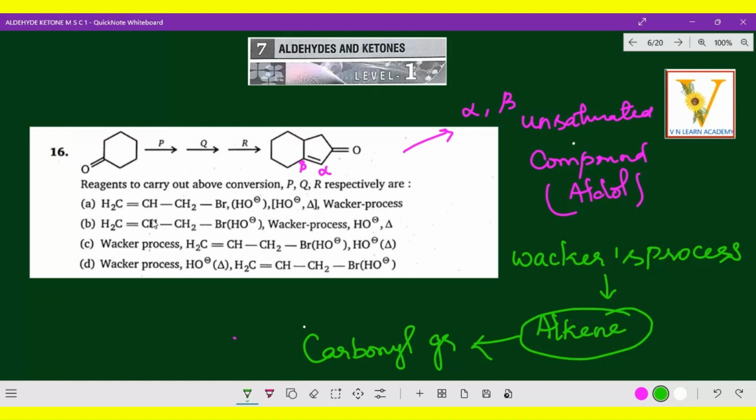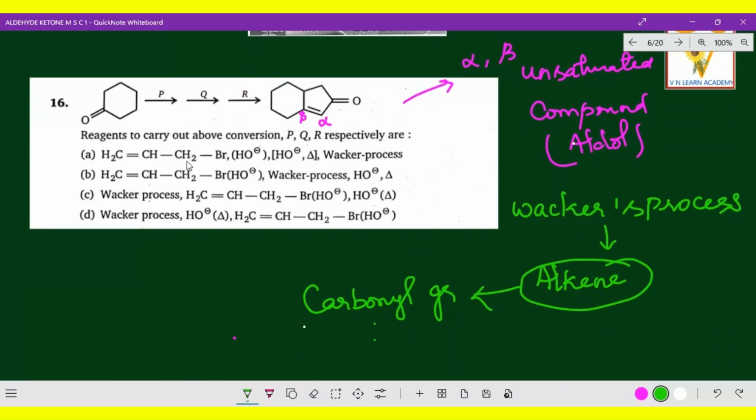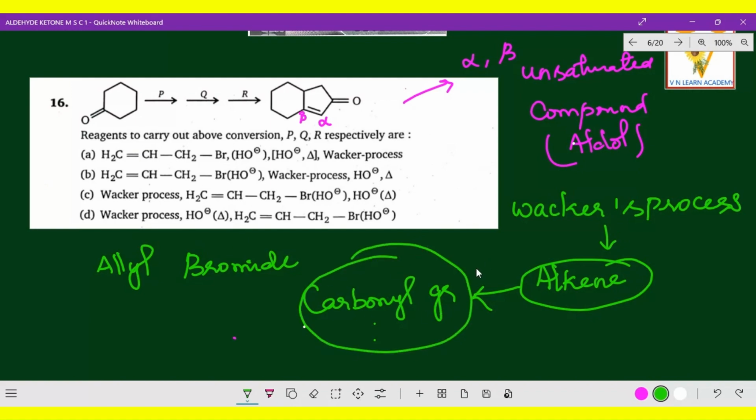So through this observation, let us check the answer. Now here, as we observe, CH2 double bond CH2Br. This is actually allyl bromide. Allyl bromide reacts with OH minus and heating, and here also OH minus, Wacker's process. So let us check with this observation. Everywhere Wacker's process is there. What is the main idea for Wacker's process? It is nothing but an alkene converted to a carbonyl compound. That is the main point to mention here. That is the conceptual way. Now let us check this P, Q, R, the complete idea.